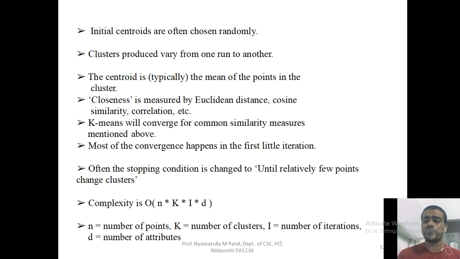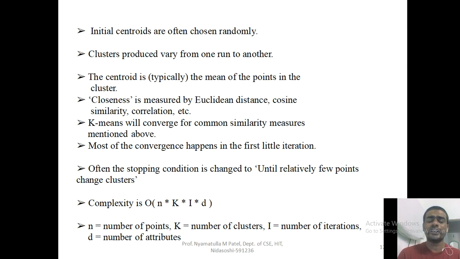What is n? n is the number of points. How many points do you have? That also defines the complexity of the algorithm. If the number of points is more, complexity will be more. k is the number of clusters. How many clusters do you want to form? Four clusters, five clusters or 10 clusters? If there are more clusters, there is more complexity. Then I is the number of iterations: for how many times you want to run the algorithm. That is also an important factor that affects the complexity.